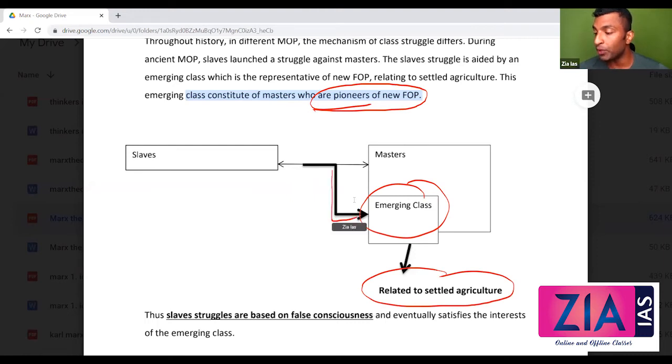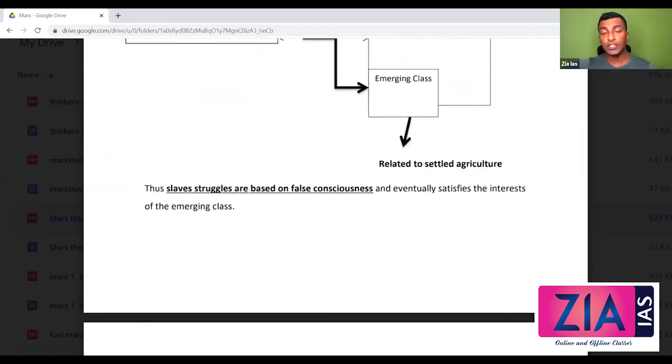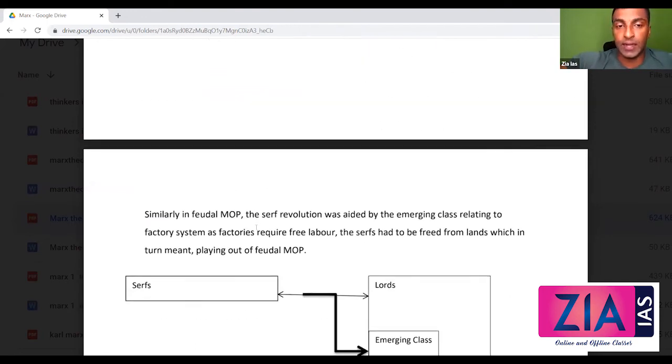So they support the slaves in this revolt so that they will come into a new setup which is required for the new forces of production. So the slave struggles are based on false consciousness and eventually satisfy the interest of the emerging class. That's why it is understood as false consciousness.